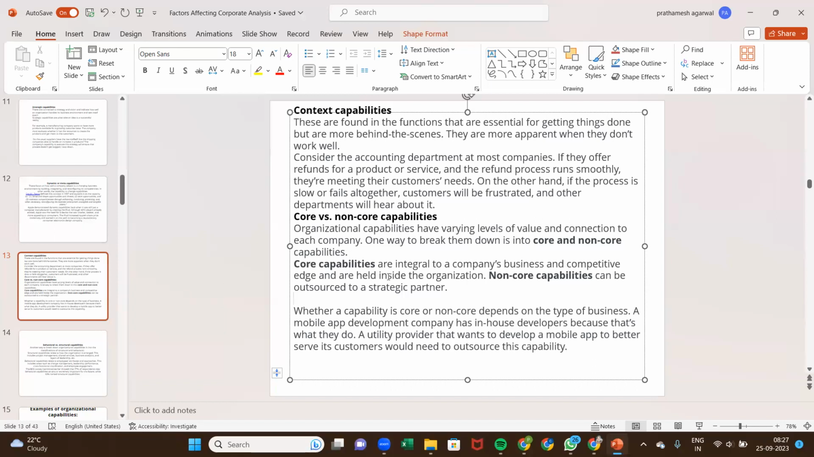So you see, we have many apps coming. Now all the business is done on apps. So if a mobile app development company has its own developers, that will be the core capability. And a utility provider, right, can buy that from that company. For them it will be non-core.